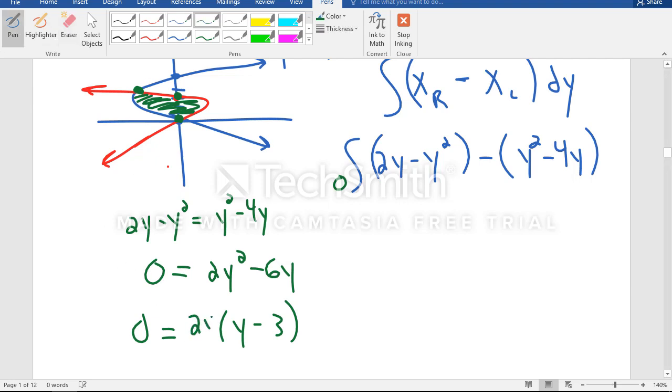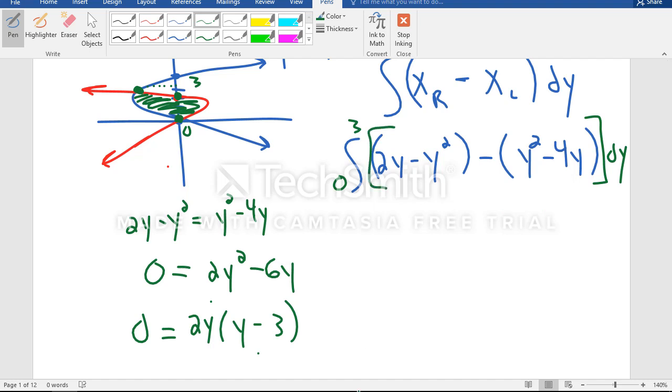So setting the two curves equal to each other, we can see we're going to get y equals 0 here, and we're going to get y equals 3 as the points of intersection. Right? So this is y equals 3, and this is y equals 0. So there's my upper limit of integration. And then we have the dy as our variable of integration.